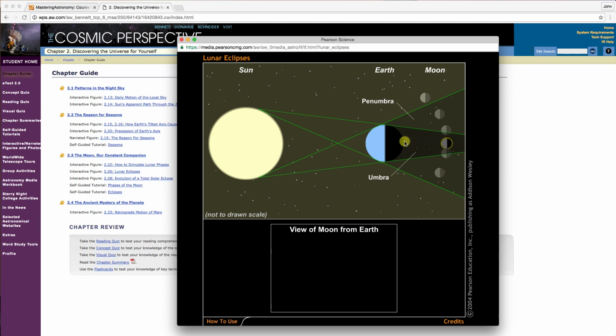So here's a total. Let's put ourselves somewhere on the Earth. And here's a total lunar eclipse where we see the moon completely dark, but still kind of bright. Not as bright as a full moon normally is, but it's only bright because of that red light that can get through. It can kind of sneak around the Earth and cause a sort of sunrise, sunset kind of color to the moon.